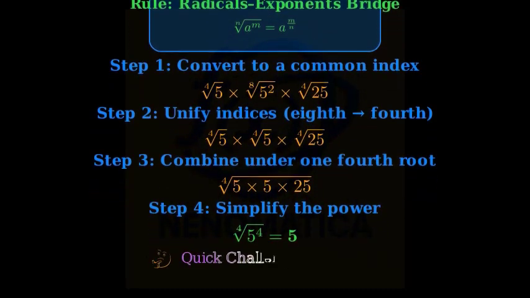Quick check. Why did the 8th root of 5 squared become the 4th root of 5? Because 2 over 8 equals 1 over 4. Let's simplify the second expression.